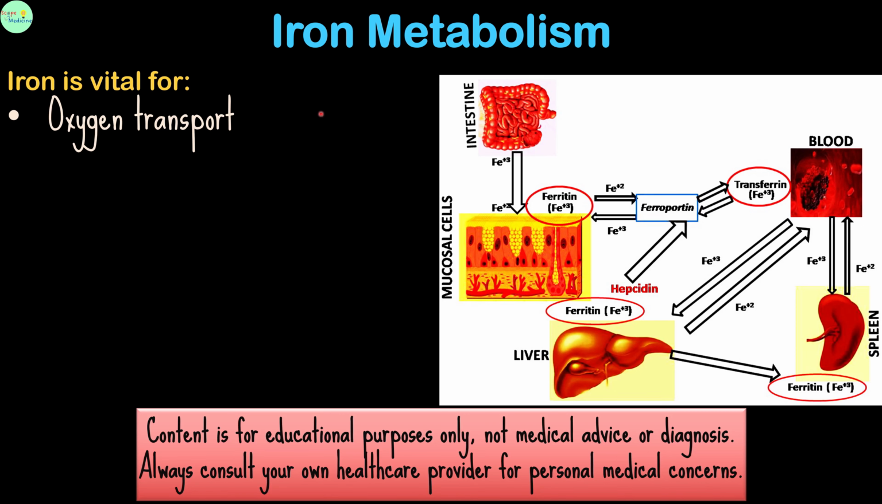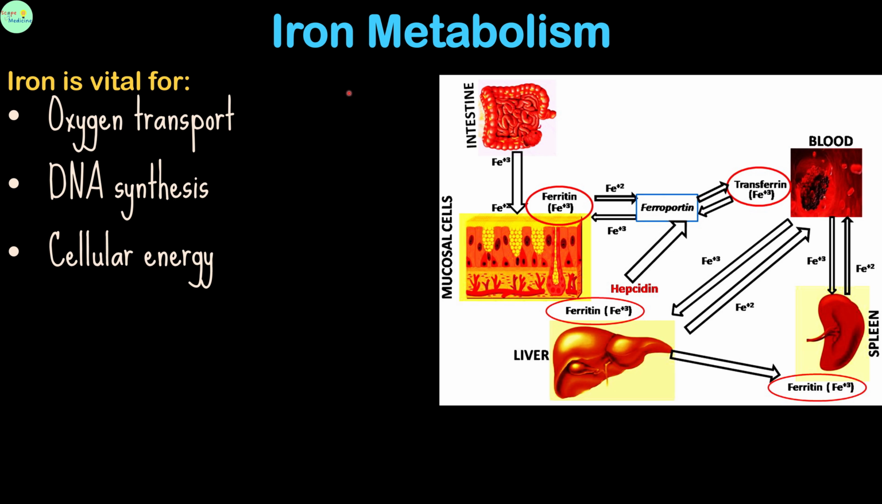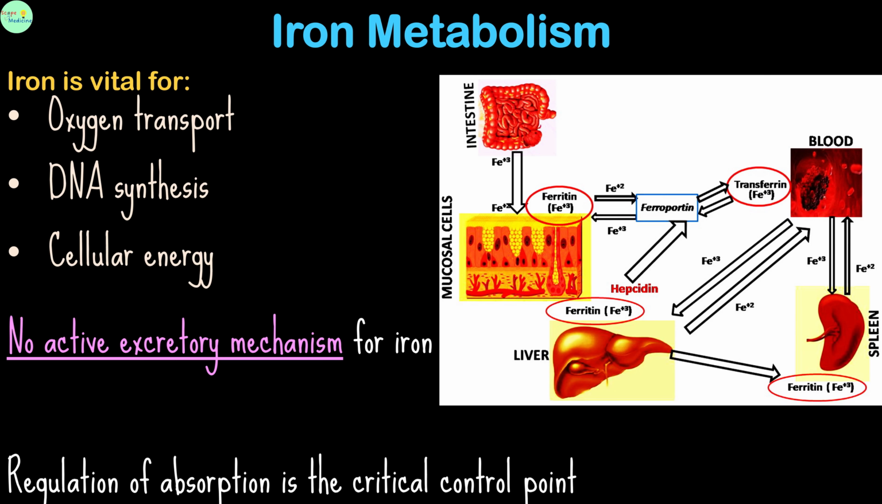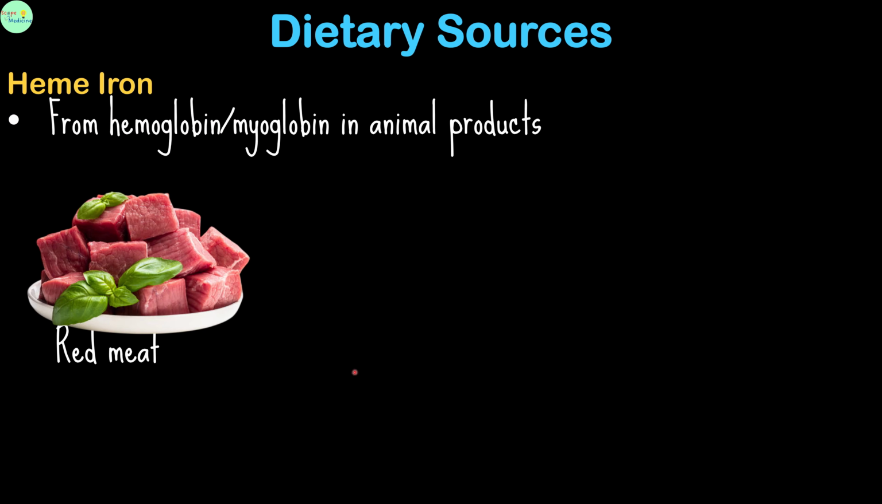Iron is a vital element for oxygen transport, DNA synthesis, and cellular energy production. The human body has no active excretory mechanism for iron, making the regulation of its absorption from the diet the critical control point for maintaining balance. We begin with dietary sources, distinguishing between two key forms.